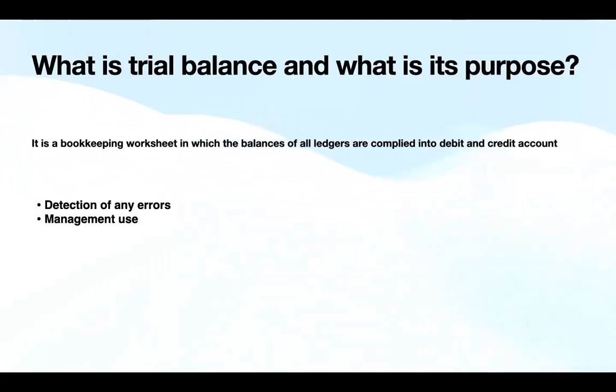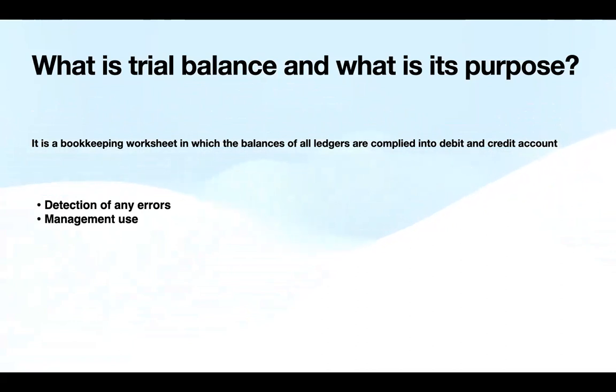When it comes to trial balance, it is a bookkeeping worksheet in which the balances of all ledgers are compiled into debit and credit accounts. It serves as a report that lists the balance of all the individual T accounts of the general ledger at a specific point in time. There are two types of trial balance, an unadjusted trial balance and an adjusted trial balance.